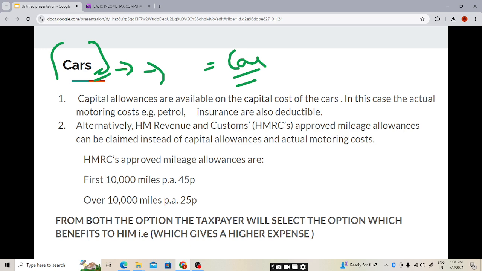Car will be helpful in which cases? When I am using the car for my property business, I am showing the client the property. This is the house. So when the car is used for traveling, that expense is also allowed. Or when I am providing the car to the tenant.